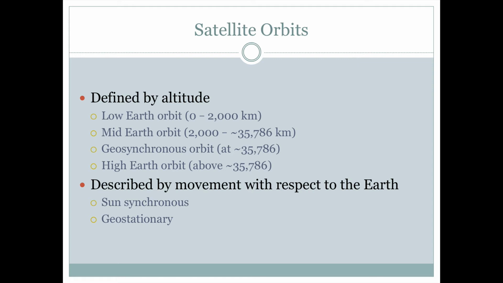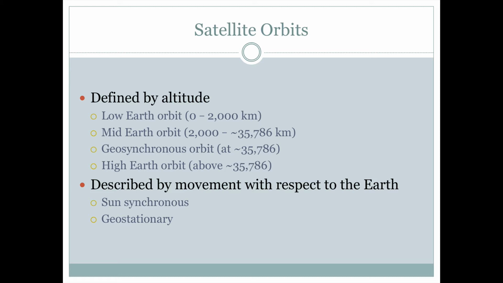One of the most important characteristics to understand about satellites is the various satellite orbits. There are various ways in which the satellite orbits can be defined. One way is to define it by altitude, how high above the surface of the Earth the satellite is moving. There are low Earth orbits, which are 0 to up to 2,000 kilometers above the surface of the Earth.